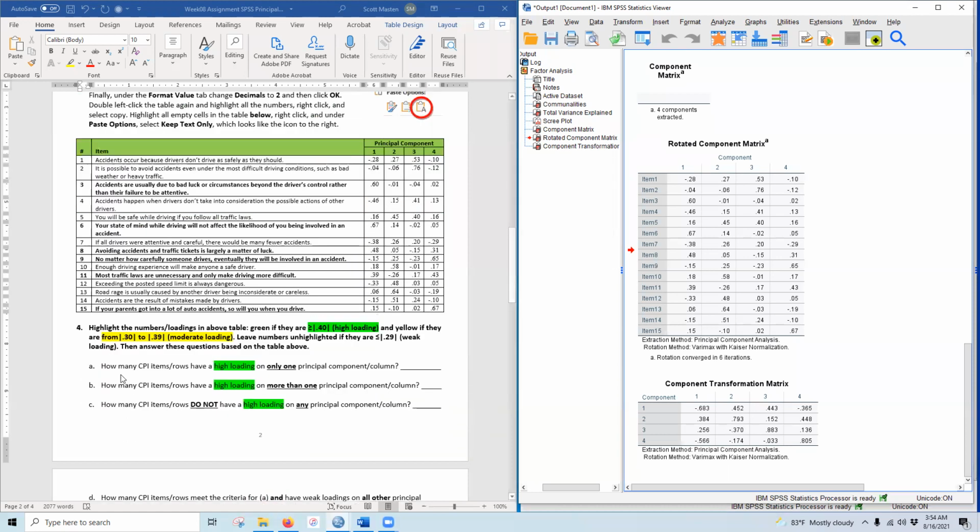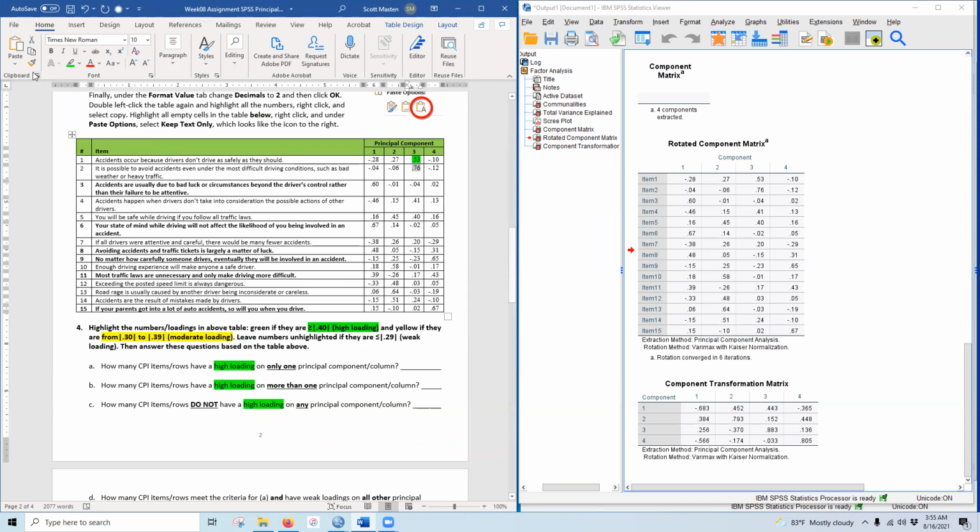So here's what you're supposed to do. You're supposed to highlight the loadings in the above table green if they are an absolute value of 0.4 or higher. That is a high factor loading. So let's go ahead and do that. Anything that's absolute value of 0.4 or higher, let's highlight in green.